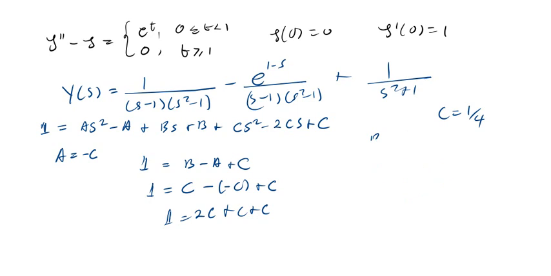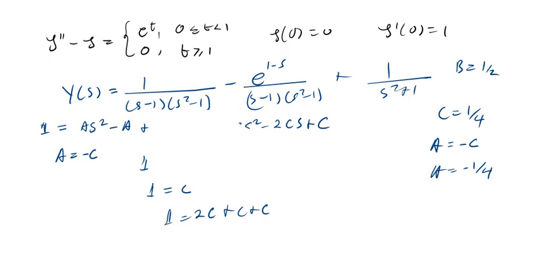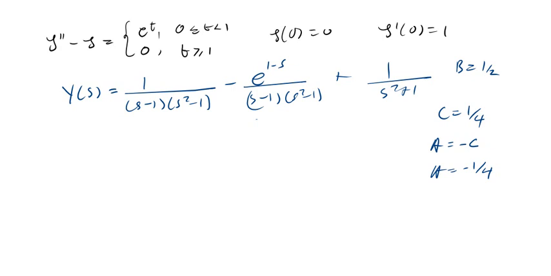So from here, since we know that b is equal to positive 2c, b will just be equal to 2 over 4, that is going to be 1 over 2. So b is equal to 1 over 2. Then a is equal to negative c, so a is equal to negative 1 over 4. So that's what we have.